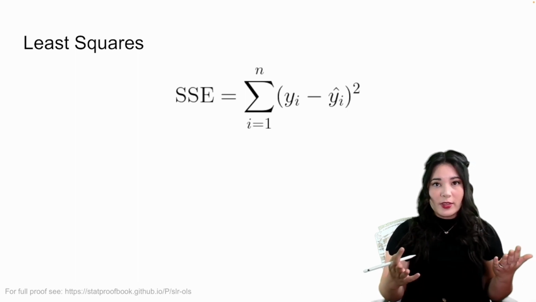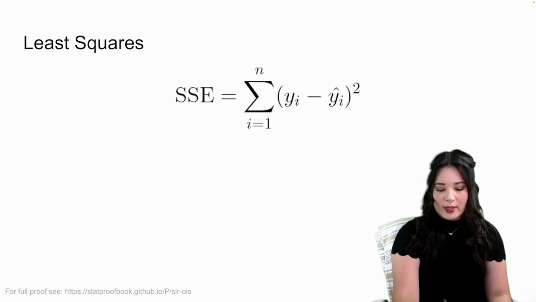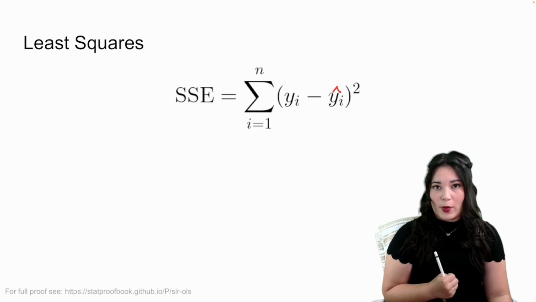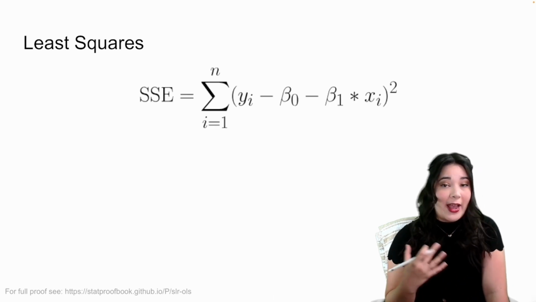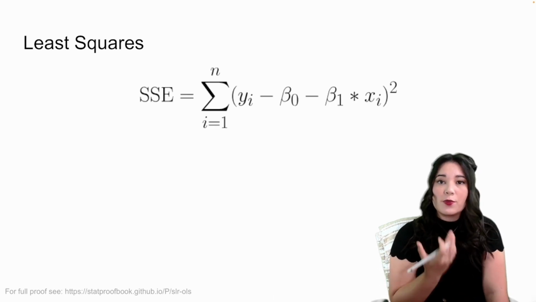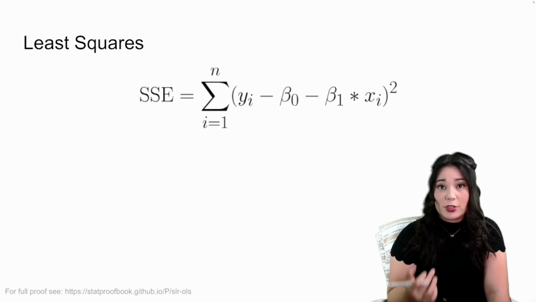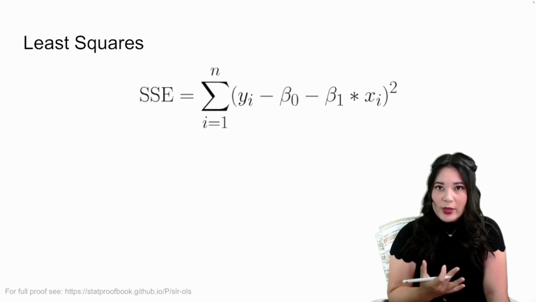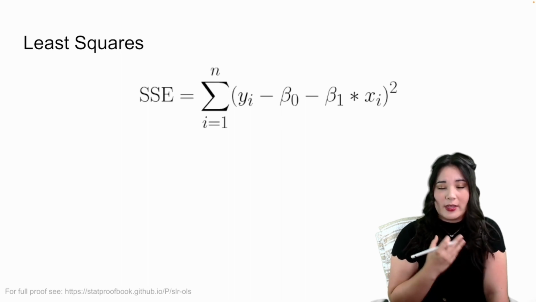This is just a formula for the sum of squared errors. This little hat on the y means our predicted value for that point. First, let's replace that y hat, our predicted value, with the formula we use to make that prediction, which is here, the slope plus the intercept times our input. Now we have a full formula for how to calculate our sum of squares specifically for this regression.